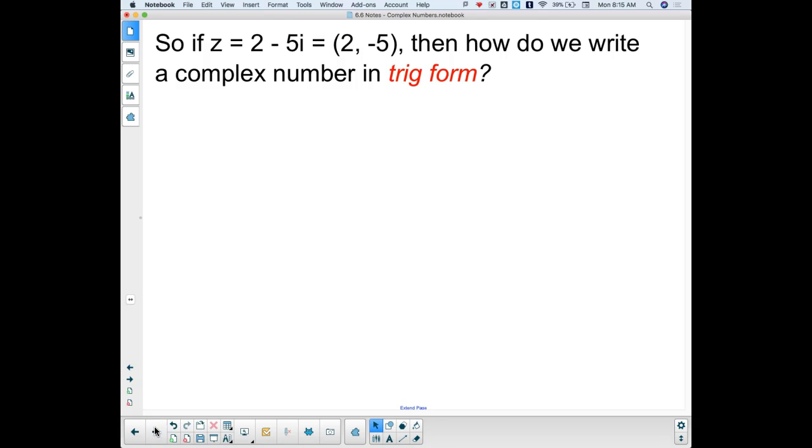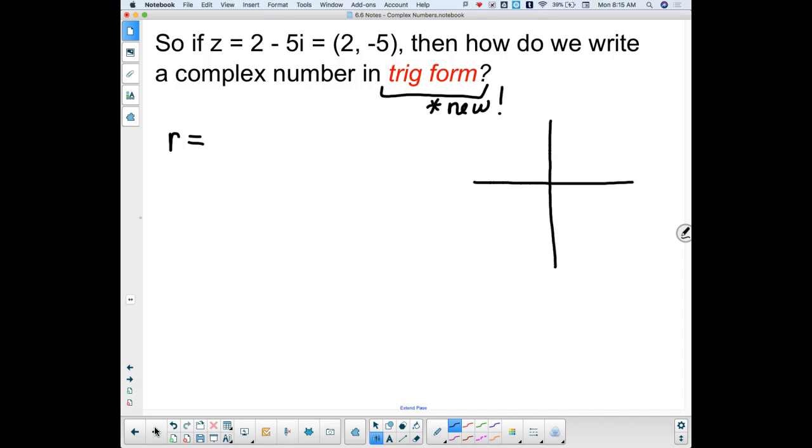Okay. So if that is our number, now we want to write that into trig form. So first, we have to find r. That's going to be the square root of a squared. We draw pictures. Yep, draw pictures. We like pictures. You should like pictures too.